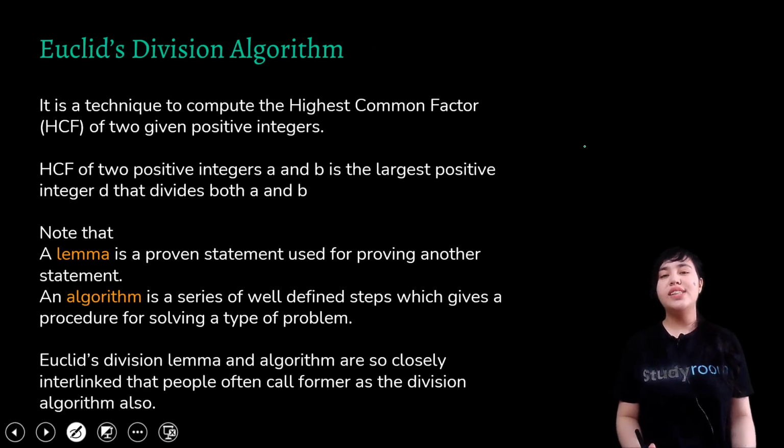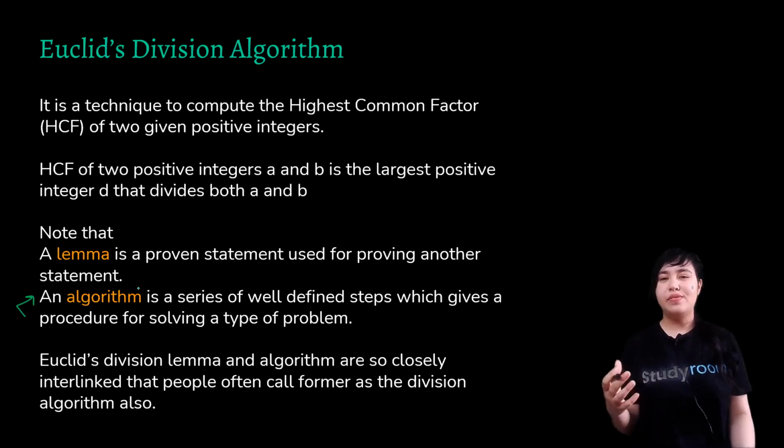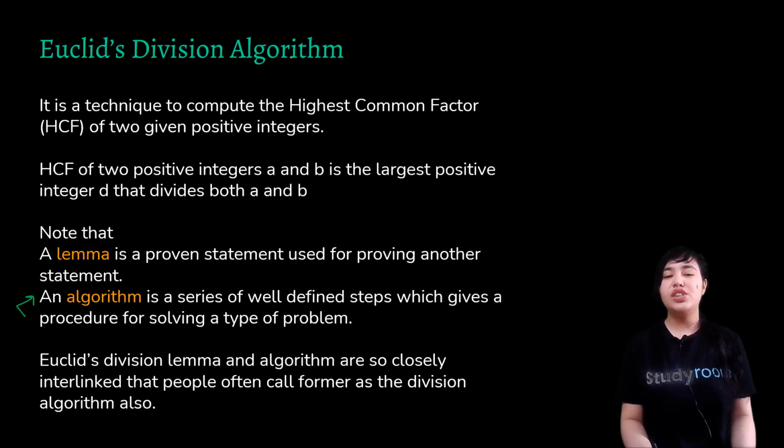Then we have Euclid's division algorithm. Now we just saw the lemma, and now we have the algorithm. Algorithm refers to a sequence of steps which are not random but well defined, and they are used to solve a particular problem in any subject, like in this case mathematics. So Euclid's division algorithm is used to solve the problem of finding the HCF of two given positive integers.